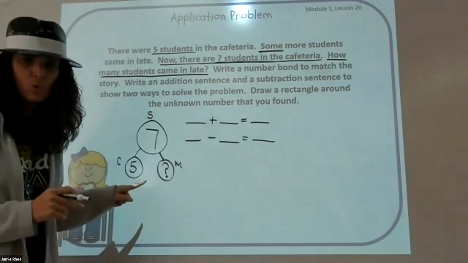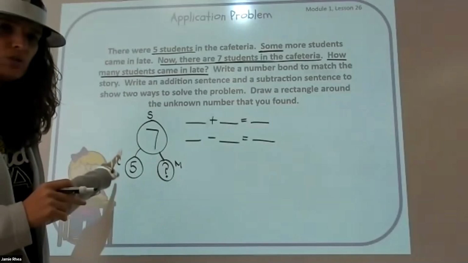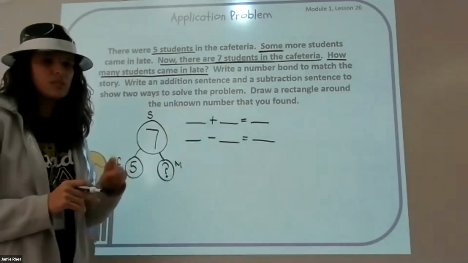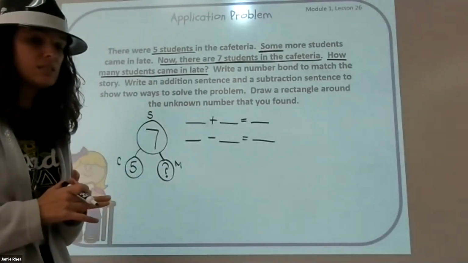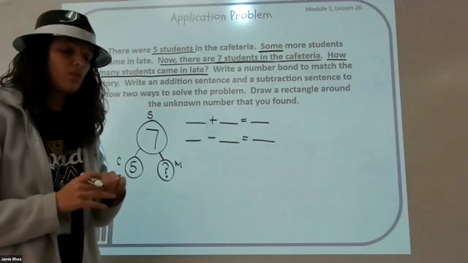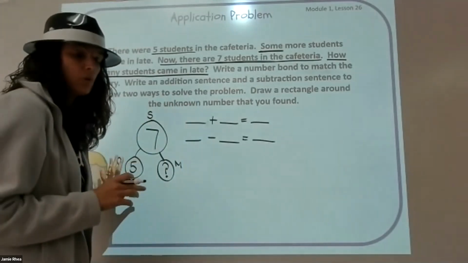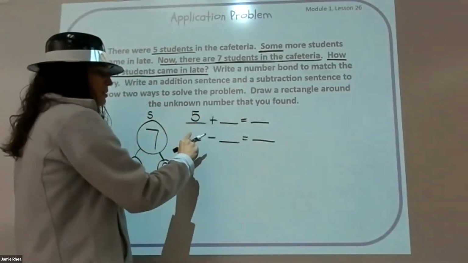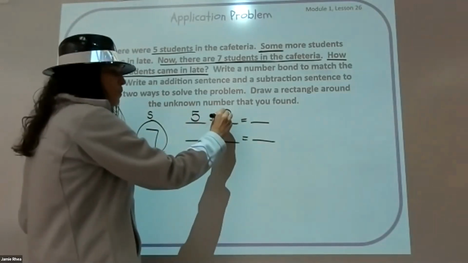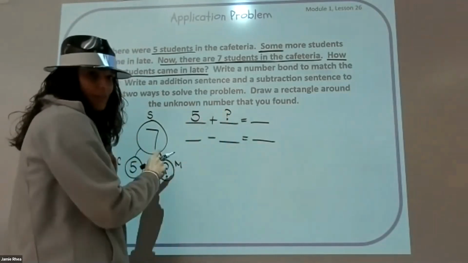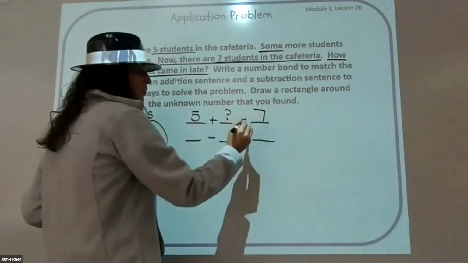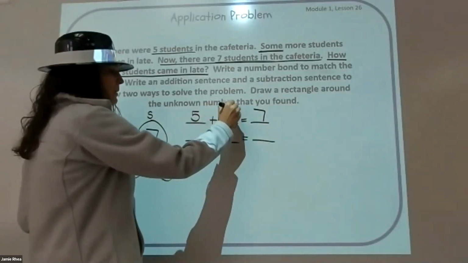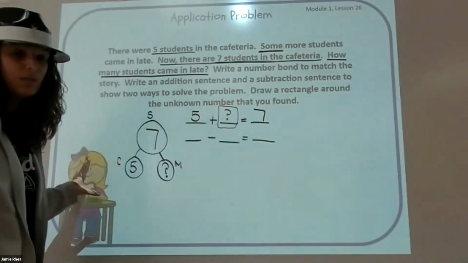Now, I don't know what my mystery is, but I can take what I do know and fill in parts of my number bond. So let's start with our addition sentence. When I have an addition sentence, what number am I going to start with? I'm going to start with my part. The part I know is 5 students in the cafeteria. Then I'm going to say some more came to the cafeteria. Now there are 7 total students in the cafeteria. Now, this is my unknown. I'm going to put a rectangle around it because I don't know what it is yet.